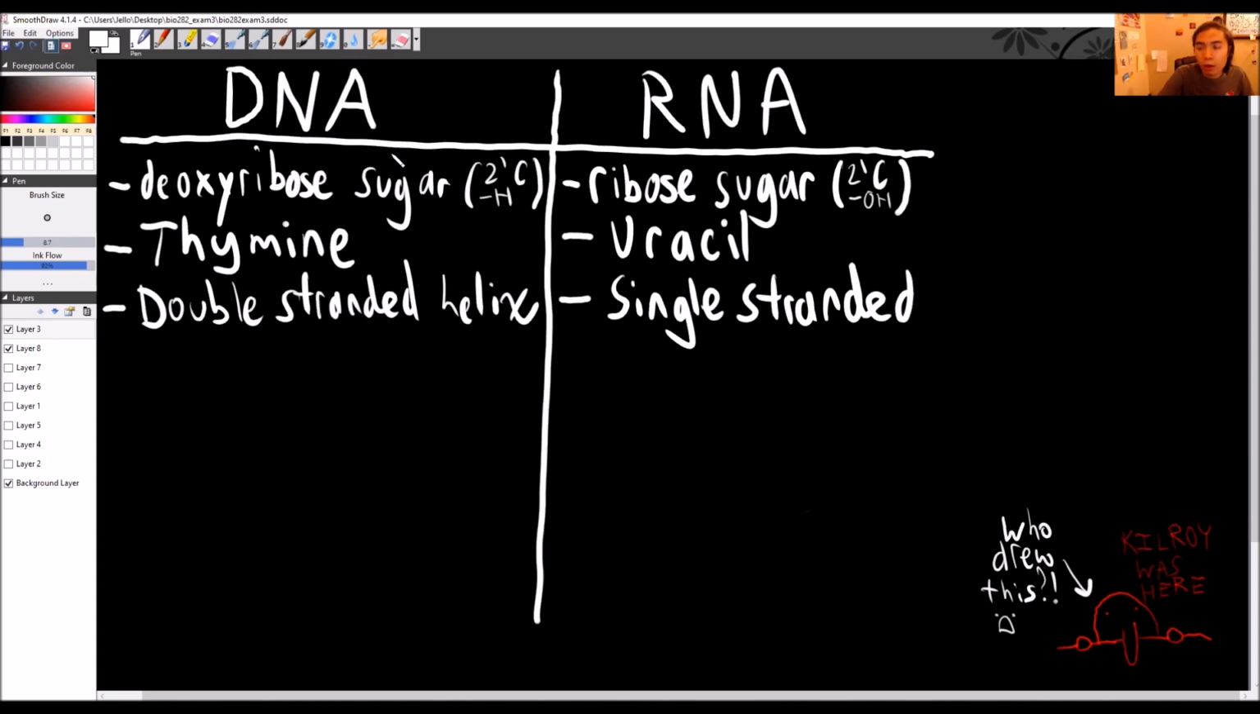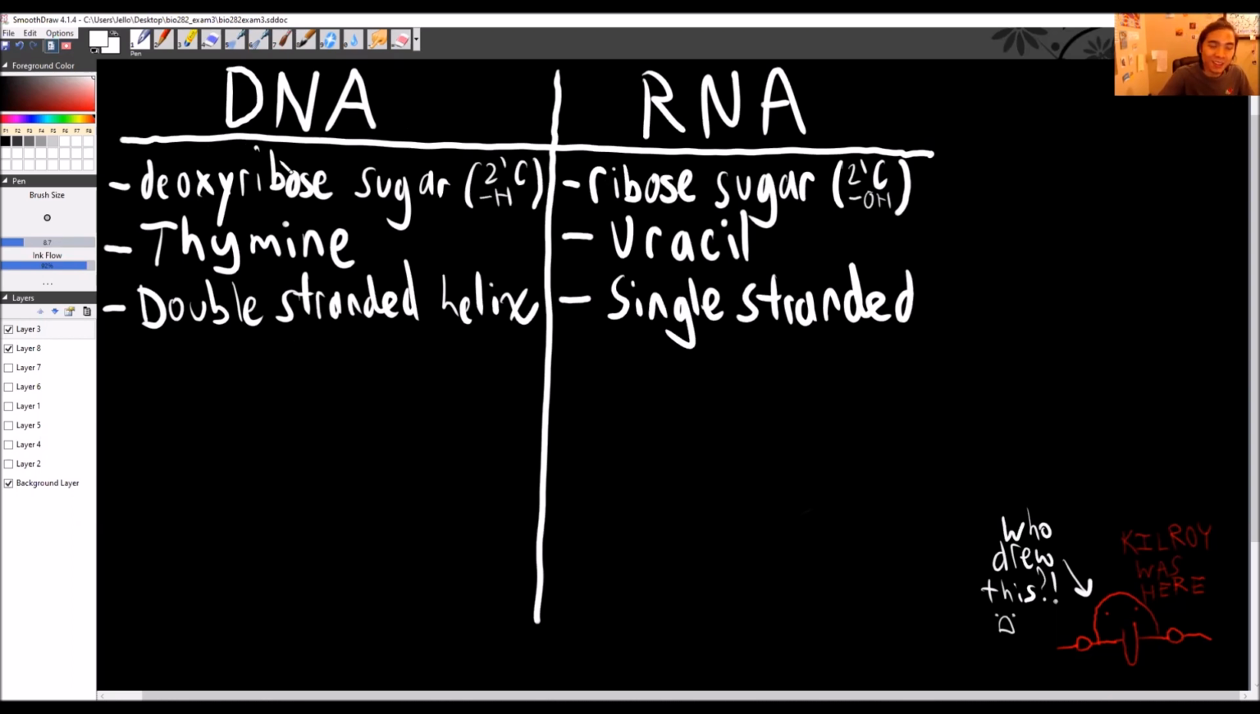DNA and RNA are very involved in each other's processes, so I would like to cover the differences between them. I took the liberty of cataloging the differences that we discussed so far. I hope that's okay with you guys.